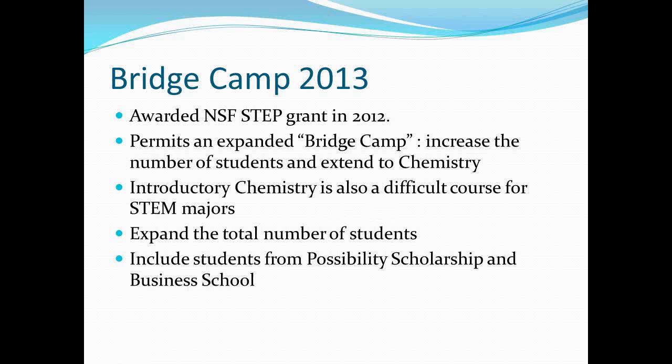In 2013, there were about 45 students. We also included students who had the possibility scholarship, which we had earlier but in a different avenue, and we also included students from the business school. The possibility scholarship is a very nice scholarship that Oswego provides, which provides a completely debt-free education to financially disadvantaged but academically bright STEM students. And it's really a signature scholarship at SUNY Oswego. By debt-free, it really means that the students leave with a STEM degree and $0 of debt.